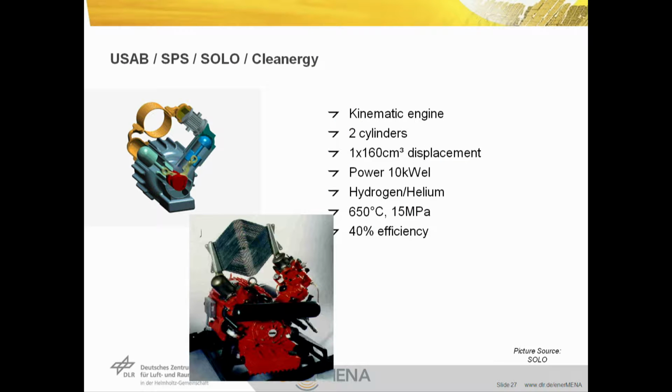The next engine was also developed by United Stirling and later redesigned by the company Solo, which is a German company. And today the company producing this engine is Cleanergy Industries. It is a kinematic engine with 2 cylinders. It has a displacement volume of 160 cubic centimeters. The power of the engine is 10 kilowatts electric. It can use hydrogen or helium as working gas. Operating parameters are 650 degrees centigrade gas temperature and a maximum pressure of 150 bars. The conversion efficiency from thermal to mechanical power is about 40%.